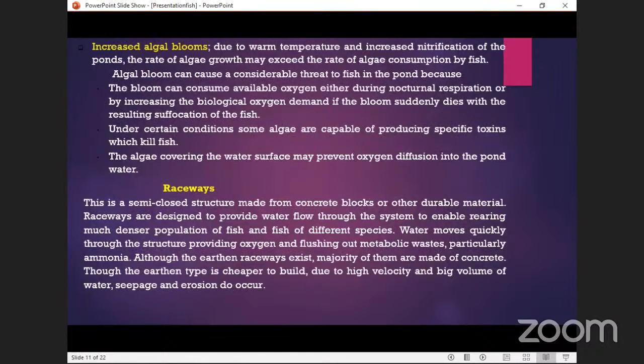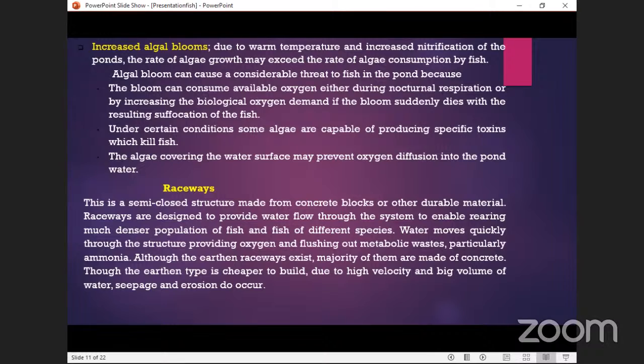Okay, another disadvantage is here, increased algae blooms. Due to the warm temperatures and the increased nitrification of the ponds, the rate of algae growth may exceed the rate of algae consumption by the fish. Yes, it is true that fish feeds on algae, but the problem is when this algae surpasses the number of fish or the rate at which the fish feeds on the algae, it becomes a problem.